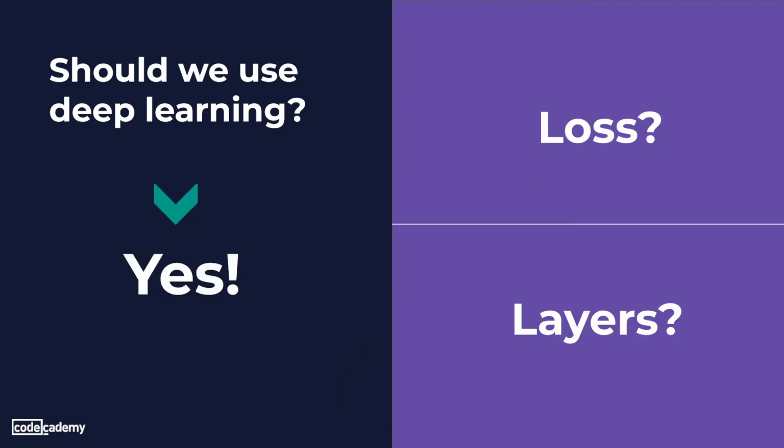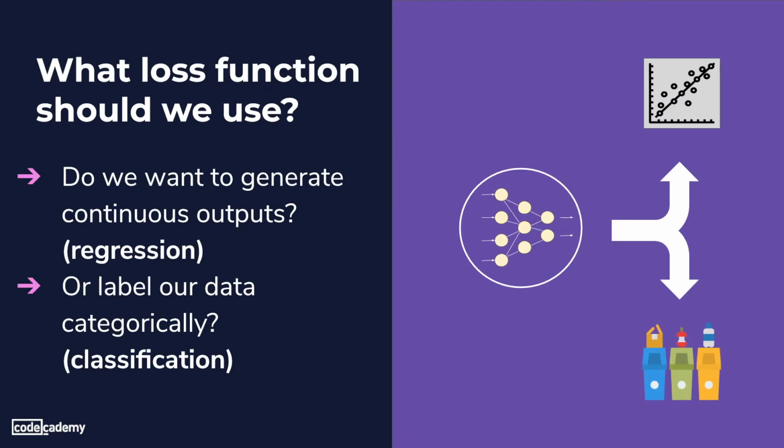Now, there are two critical decisions that we have to make. What will our loss function be, and what layers will we use in our network? First, let's talk about loss. Here we need to ask, what is our model's intended output? Do we want to generate continuous outputs, in other words, regression, or instead, do we want to label our data categorically? This is called classification.